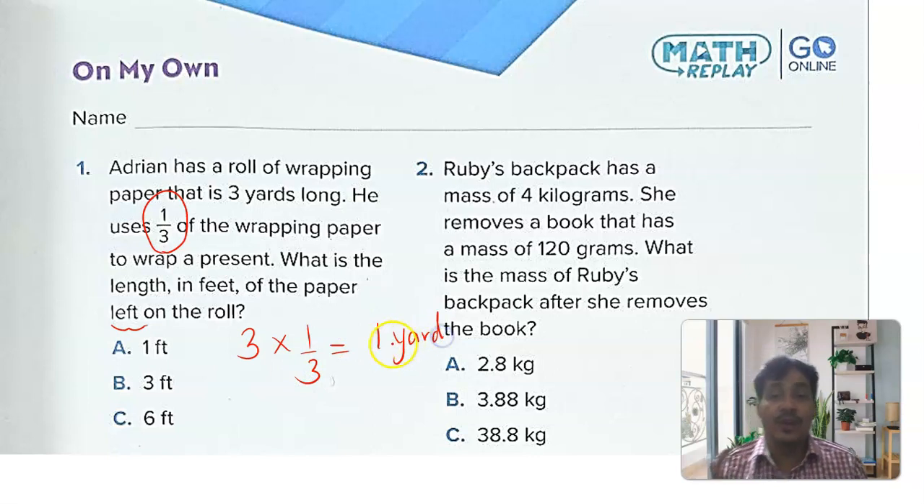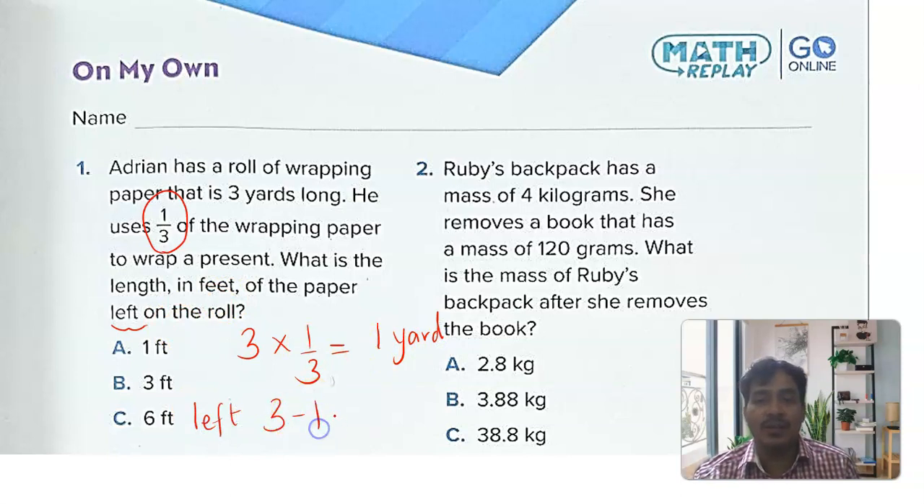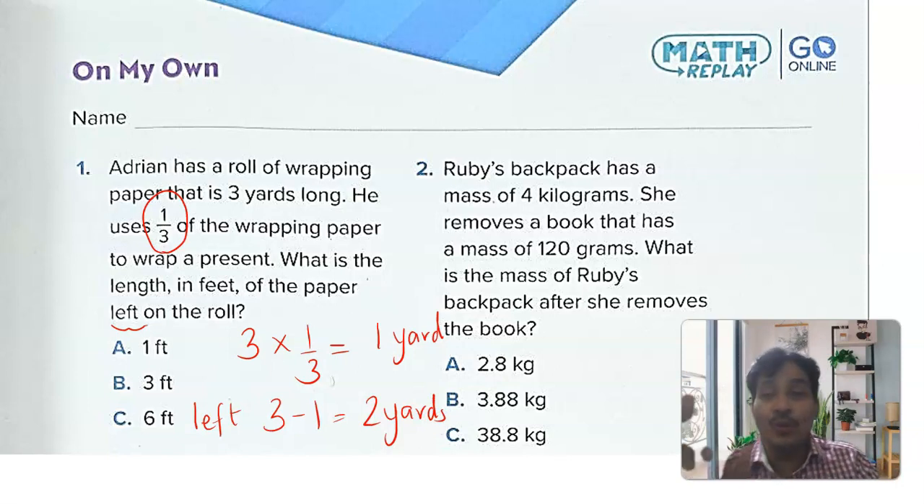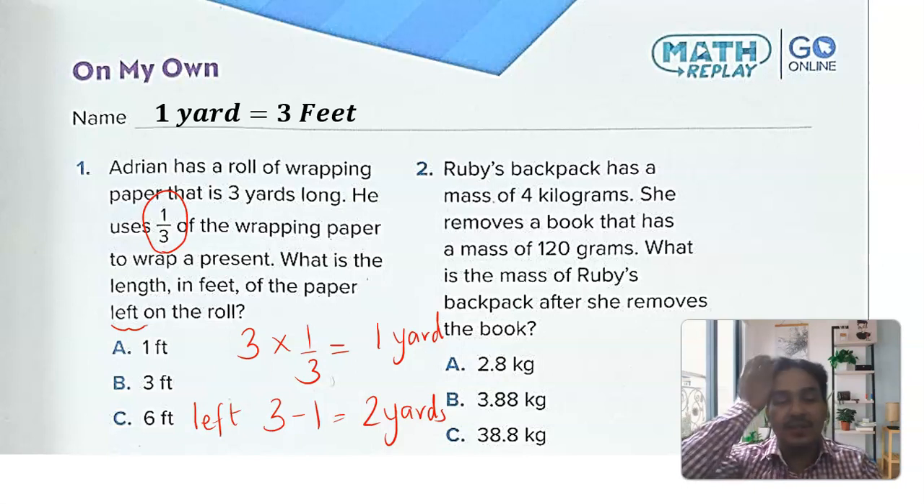1 yard is used. So how much is remaining? The leftover is basically 3 minus 1. So the leftover is 2 yards. But they don't want the answer in yards. They want the final answer in feet. So do you know 1 yard is how many feet? So 1 yard is 3 feet.